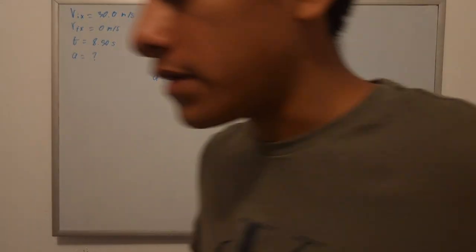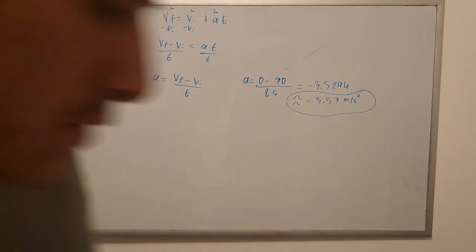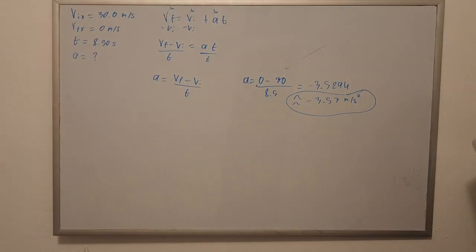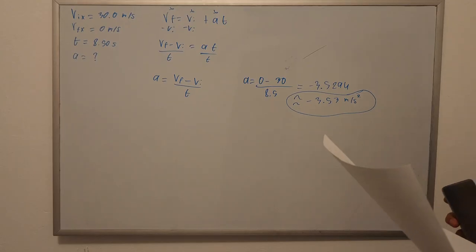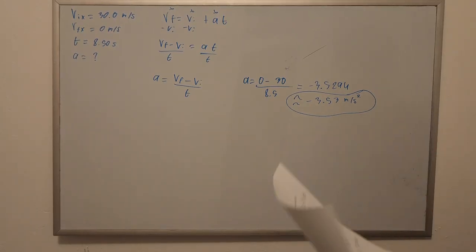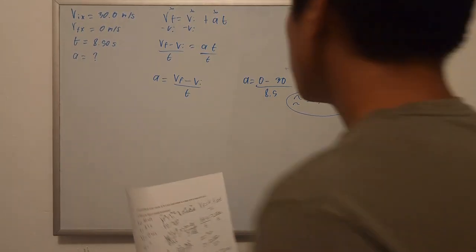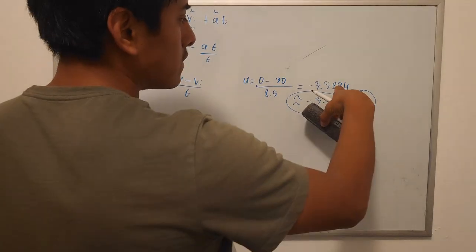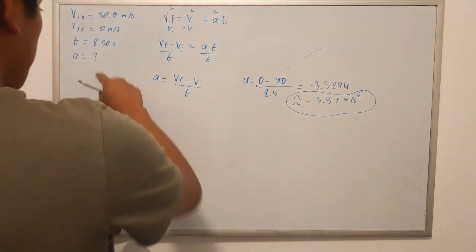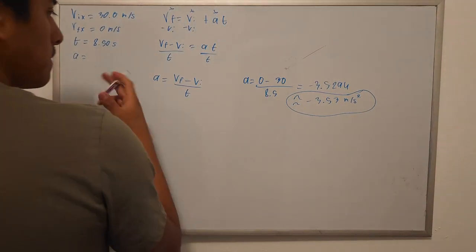And then the next question is asking us what is the total distance that the object travels when it comes to a stop. So we're going to keep the acceleration, but we're going to keep the top one so that our answers can be more accurate.